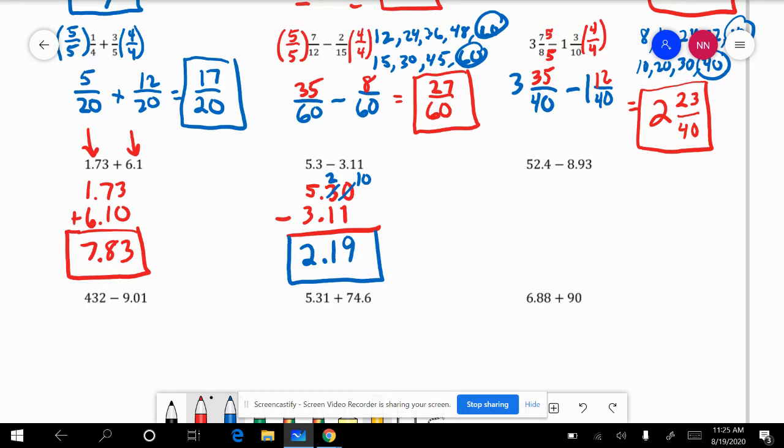Now, if we're looking at the next one, once again, I'm going to line up the decimals. 52.4 minus 8.93. Once again, I'm going to put a 0 for the placeholder. I'm going to borrow from the 4. So what we have is 10 minus 3, which is 7. Then I have to borrow from the 2, and that gives me 13. 13 minus 9 is 4. Then I have to borrow from the 5. I get 11. 11 minus 8 is 3. So I have 43.47.